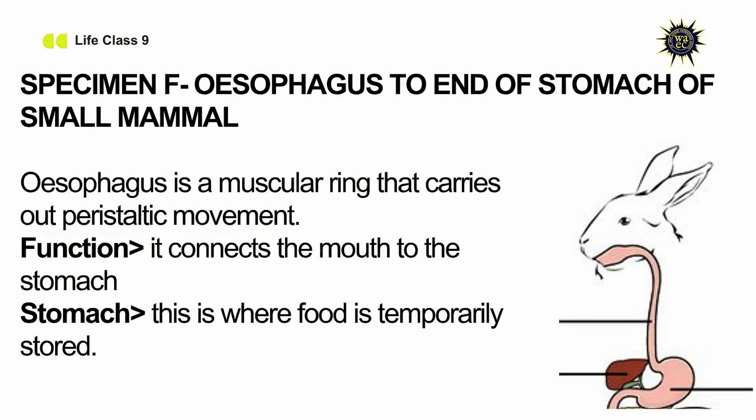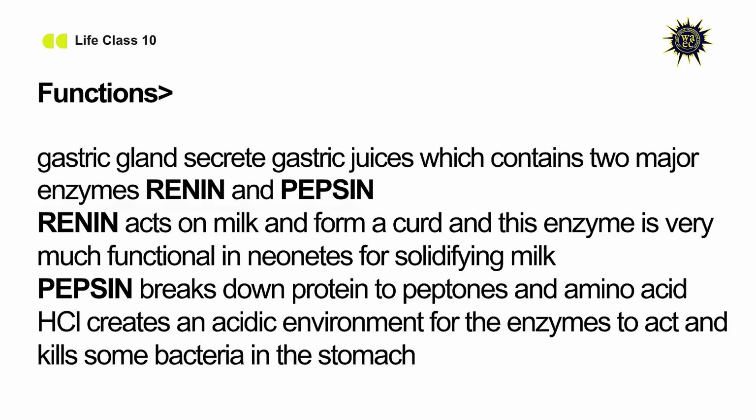Now, what's the function of the esophagus in this case? Firstly, it connects the mouth to the stomach. So it's like a link between the mouth and the stomach. Now, what then is the stomach? The stomach is where food is temporarily stored. In case you are asked, differentiate between the esophagus and the stomach. The esophagus connects the mouth to the stomach. Meanwhile, the stomach is where food is temporarily stored. Now, the bulk of the question will come out from the stomach.